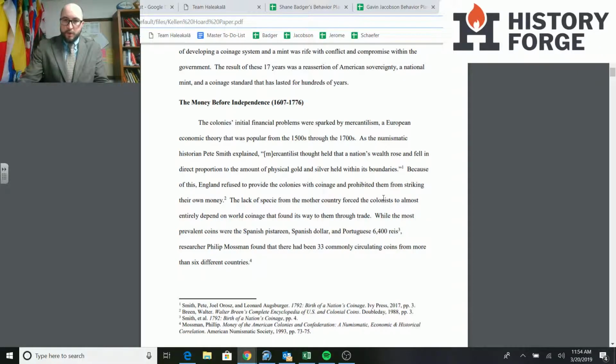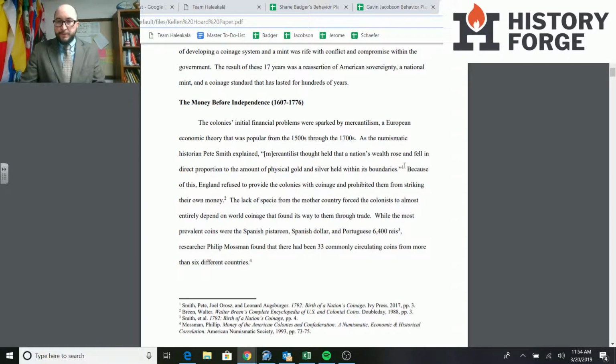And look at this, they're giving us a quote now. They say right here, as the, I have no idea how to say that word, numismatic maybe, historian Pete Smith explained, quote, "Mercantilist thought held that a nation's wealth rose and fell in direct proportion to the amount of physical gold and silver held within its boundaries," end quote.